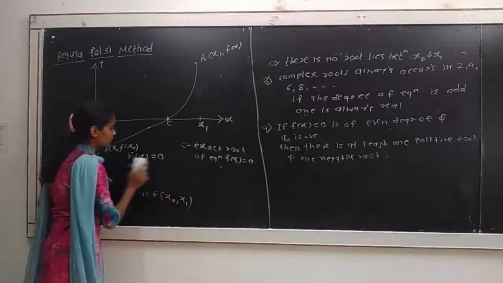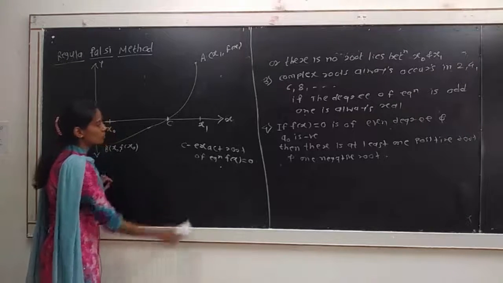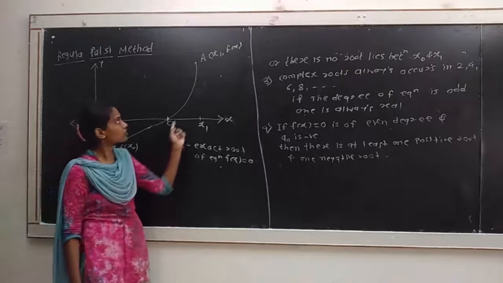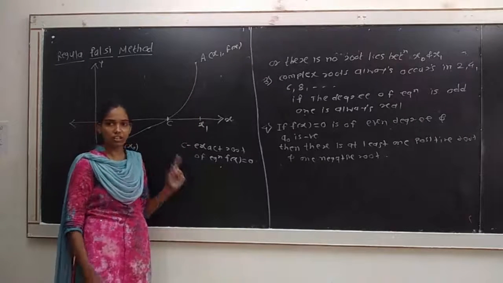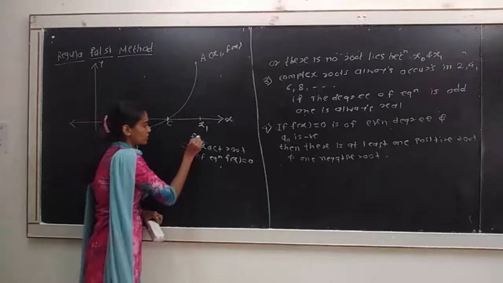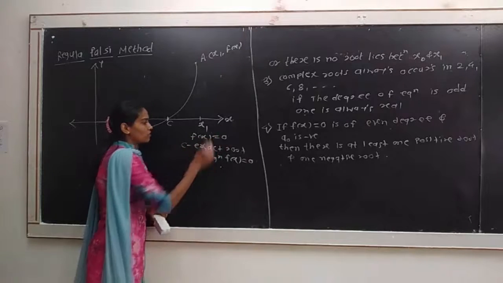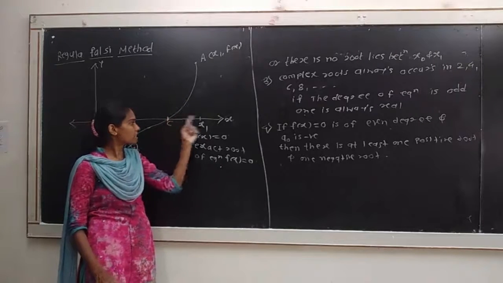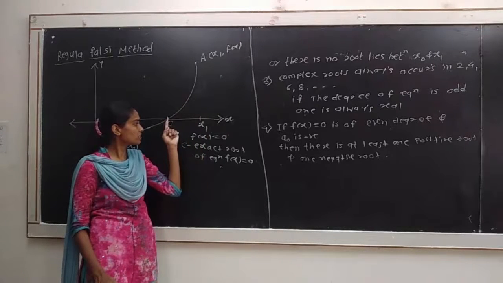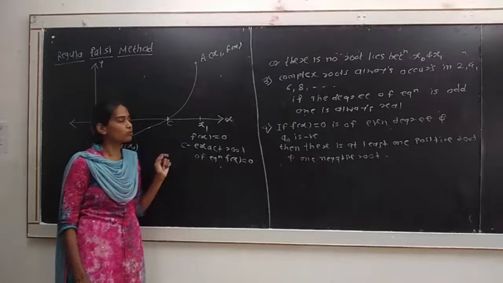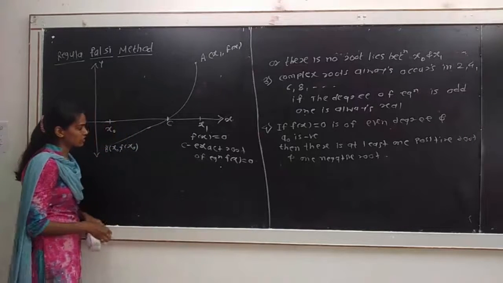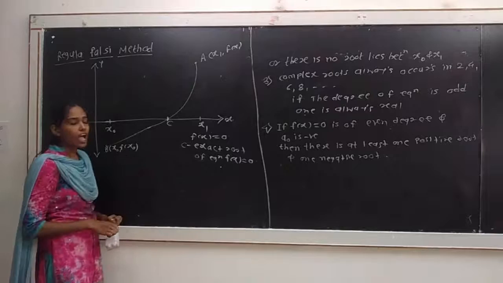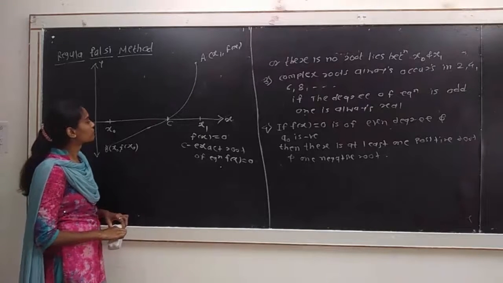C is the exact root of f of x is equal to 0, because if we draw the curve for the function f of x, the curve intersects the x-axis at point C. Therefore, C is the exact root of the given equation. Then we have to find the approximate root.